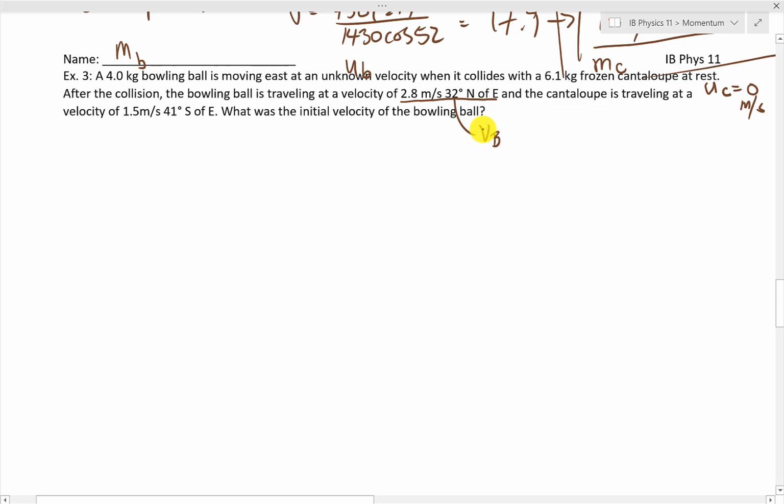The cantaloupe is traveling at a velocity of 1.5 meters per second, 41 degrees south of east. So that's the velocity of the cantaloupe. What was the initial velocity of the bowling ball? That's UB. So that's what we are going to solve for.